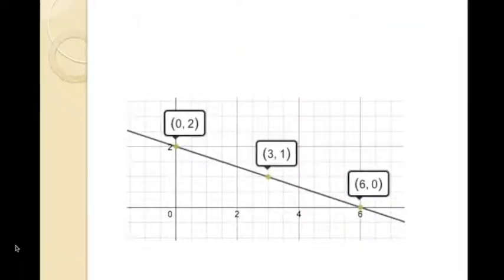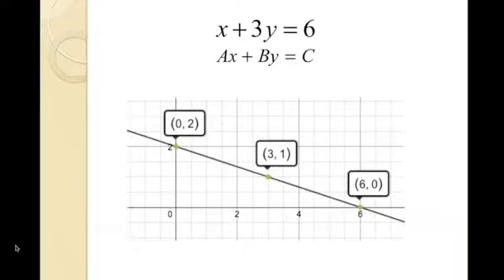Connecting the points, we see that all the points lie on a straight line. This is a graph of the equation x plus 3y equals 6. It is in the form ax plus by equals c, where a, b, and c represent real numbers. Since the graph is a straight line, we refer to the equation as a linear equation. Always use a minimum of 3 points when graphing a linear equation.